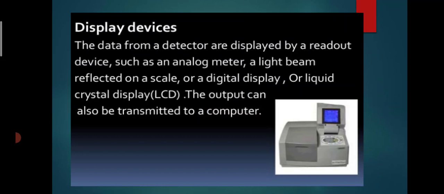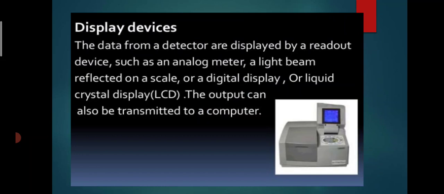Next we go for the display devices. The data from the detectors are displayed by a readout device, such as an analog meter, a light beam reflected on a scale, or a digital display or a liquid crystal display. The output can also be transmitted to a computer.